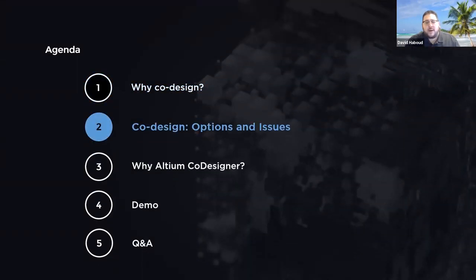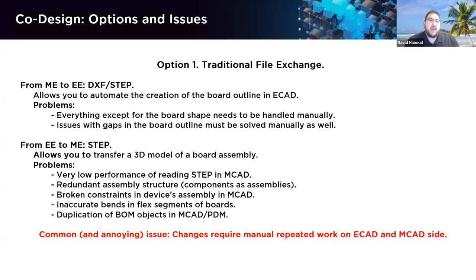So now that we've talked about the needs of co-design, we start looking at the ways that people have done co-design in the past. In the past, a lot of people came from the mechanical side over to the electrical side. They used DXF and STEP files. This was okay. It allows you to automate the creation of the board outline.